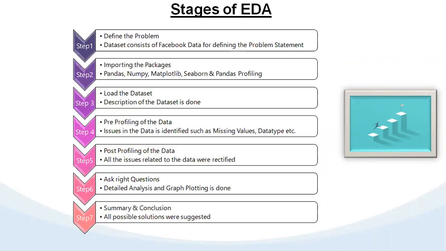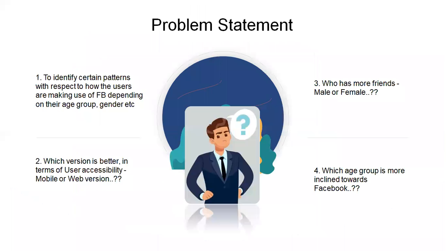Sixth step is to ask the right questions. After doing the right question analysis, or you can say the detailed analysis, the graph plotting is done in this particular step. After doing the analysis, the seventh step is the summary and conclusion. That is, the total summary as well as conclusion can be extracted based on the previous steps.